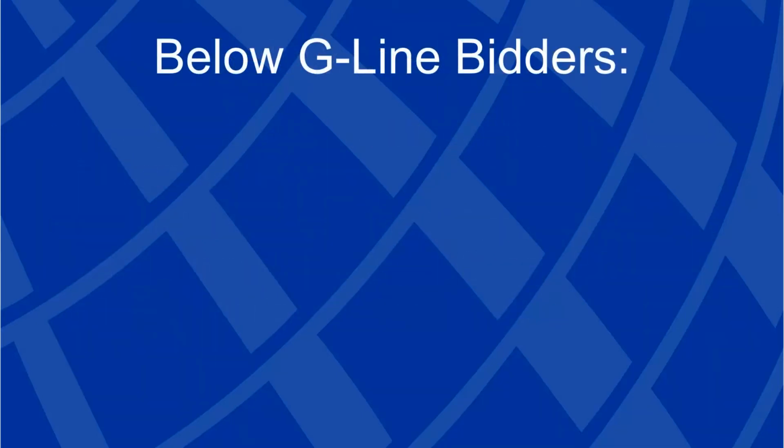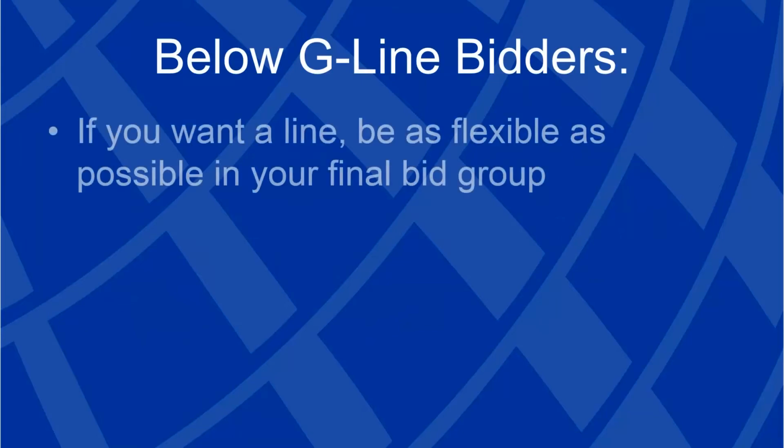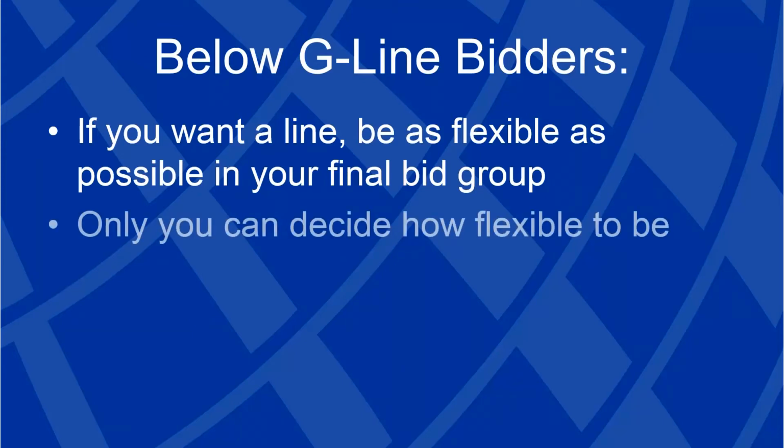Now, let's move on to bidding for a line below the G-line. The most important concept to remember if you desire a line and are below the G-line is to be as flexible as possible in your final line bid group. Ultimately, how flexible you wish to be is a question only you can answer. However, we will show you a few techniques to maximize your opportunities to receive a line award.